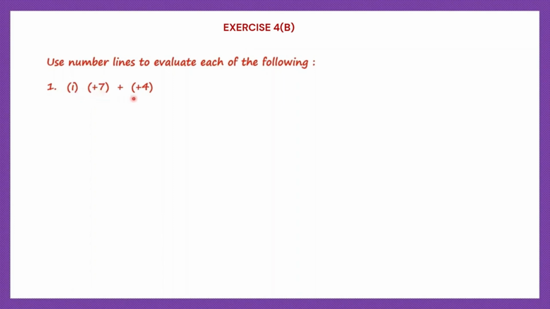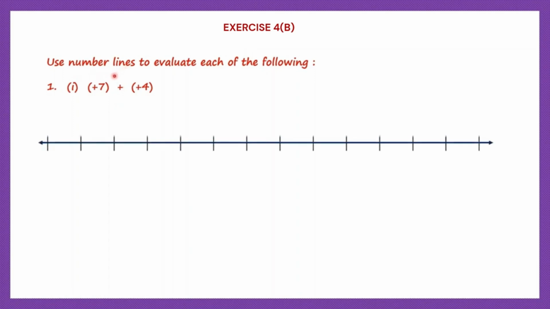Here we have two integers, +7 and +4. Both are positive integers and we're going to add them. So the first step is to draw a number line. Then we need to start marking the numbers. Remember, this is an integers number line, so it will have an arrowhead at this end and an arrowhead on the other end also to show that it goes on endlessly on both sides.